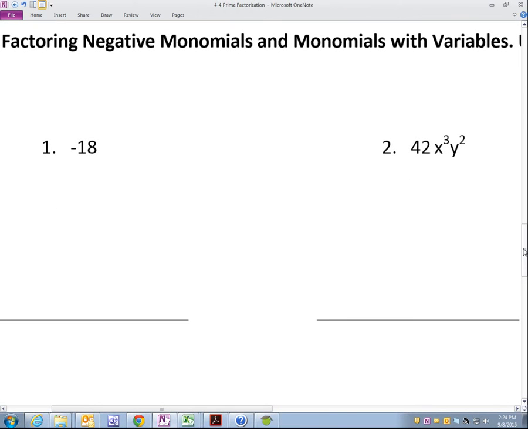All right, here we go. Factoring negative monomials and monomials with variables. Use the method that you like best. Isn't it wonderful when you learn 2 ways of doing things and in the instructions they're like, hey, you can use whatever you want. You're like, thanks, man.